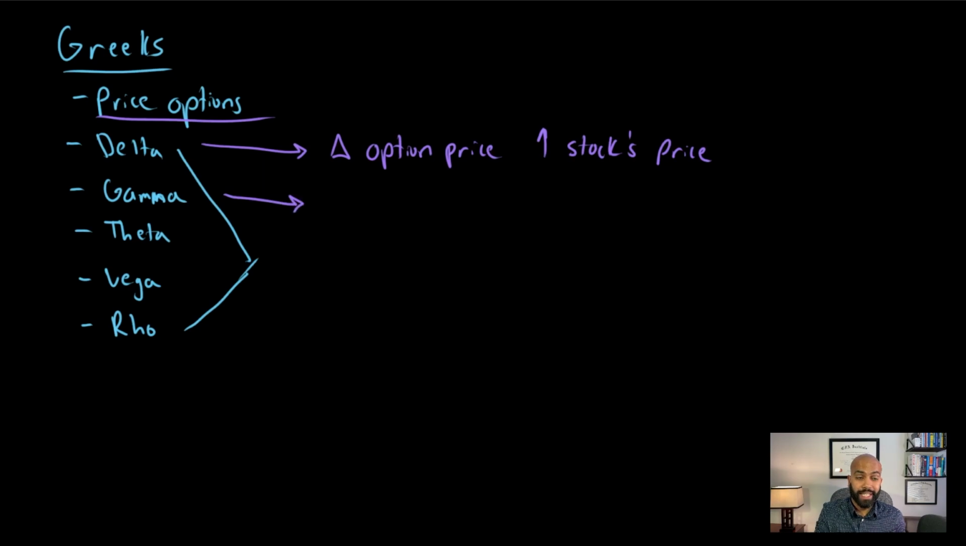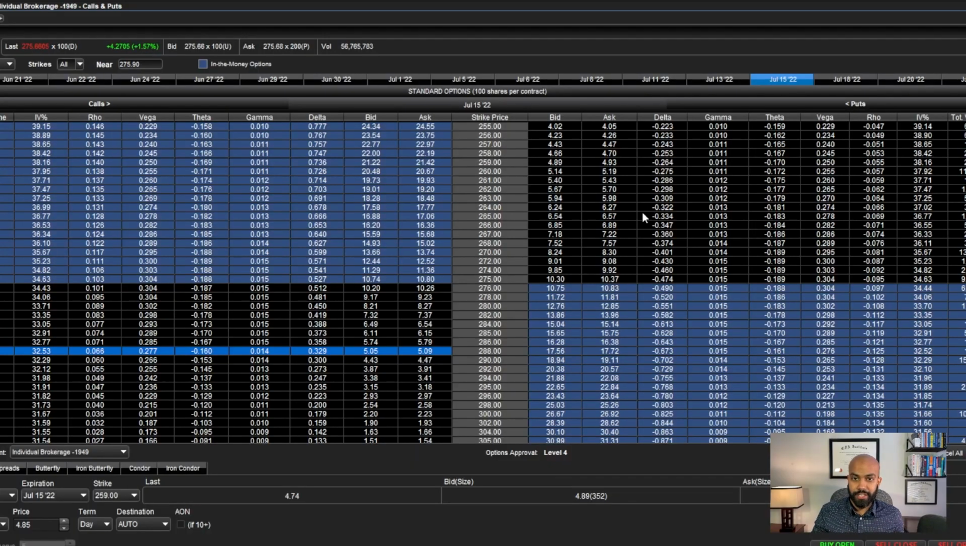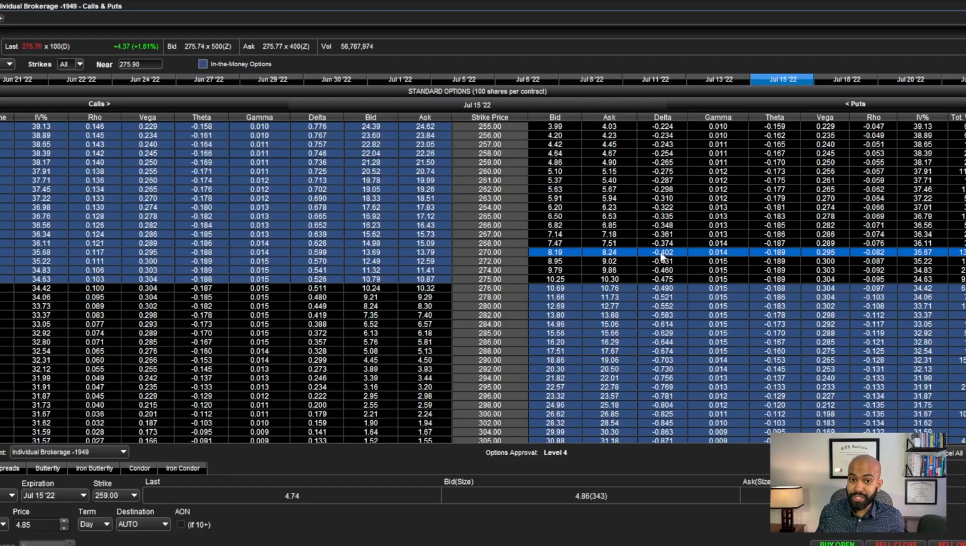Next, we have gamma. Gamma is actually a derivative of delta. Gamma measures the change in delta for each $1 increase in the stock's price. All right, let's look at an example. Here we have gamma. What this means is we're looking at, let's say, 270. How much is delta going to change for each $1 increase in the stock's price? So if the stock increases by $1, delta is going to increase by 0.014.